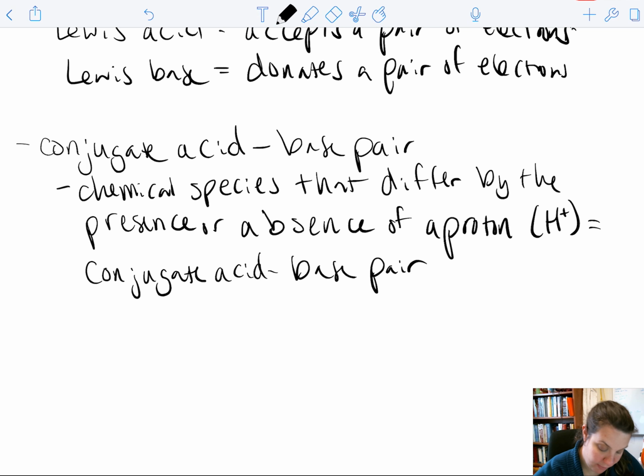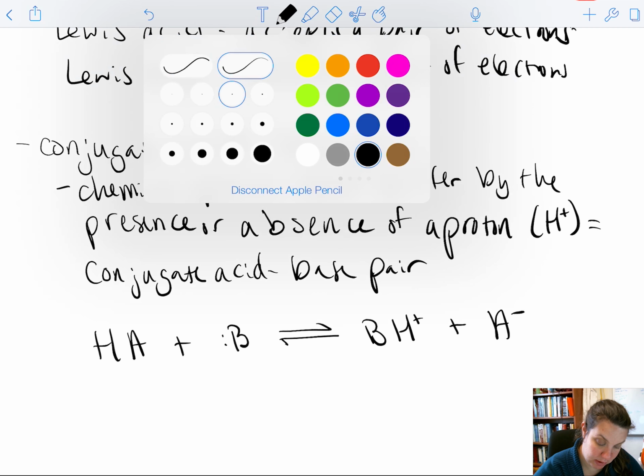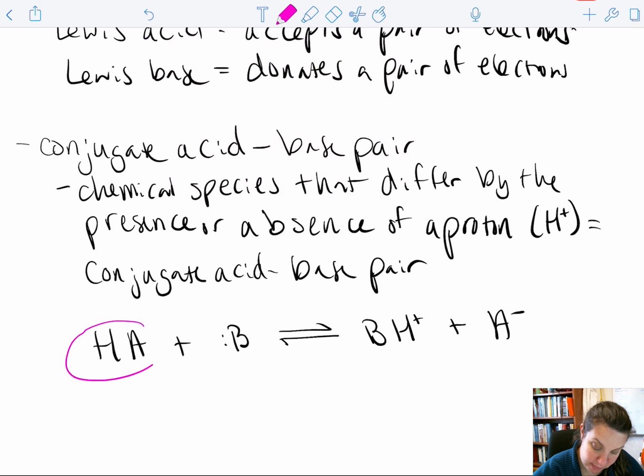Okay, so for instance, if we have HA plus B goes to BH plus A minus. If we look at these two species, they differ only by this proton. So this would be a conjugate acid-base pair.